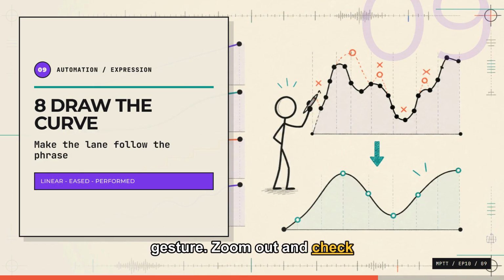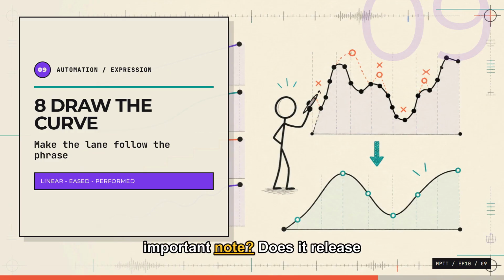Zoom out and check the phrase. Does the curve begin before the musical build? Does it peak with the important note? Does it release in time for the next idea?